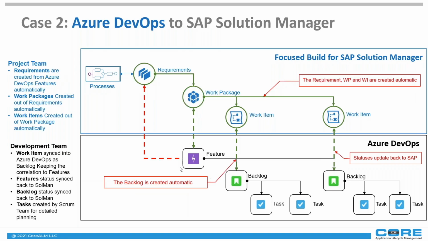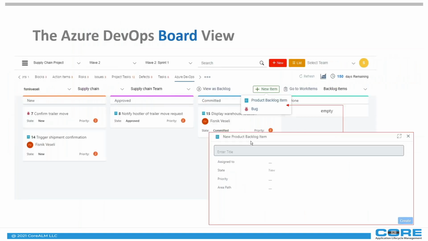Case number 2 would be that you create a backlog item, a feature for example, and a backlog item within Azure DevOps. This will automatically trigger to create a requirement within Focus Build, and will also create a work package, tying it back to the feature. It also will create a work item and tie it back to the backlog item. Again, the status is also updated in both places as you're working through this.